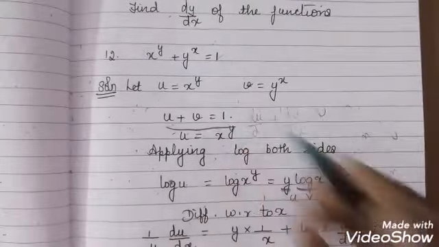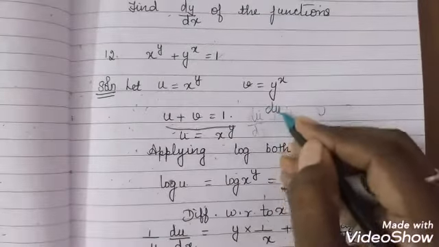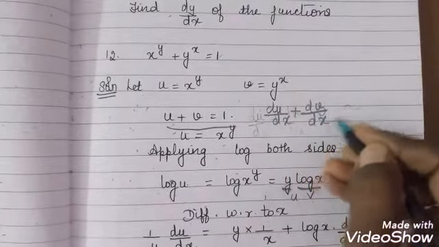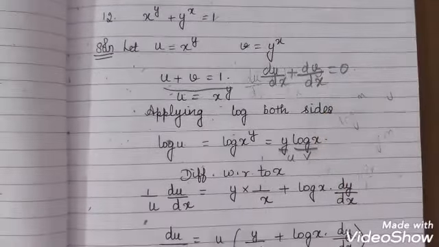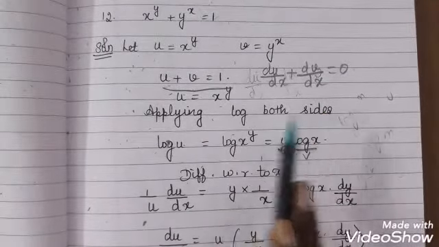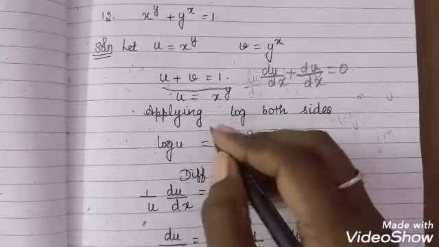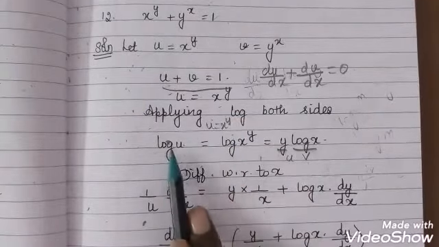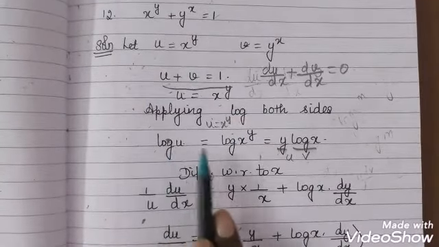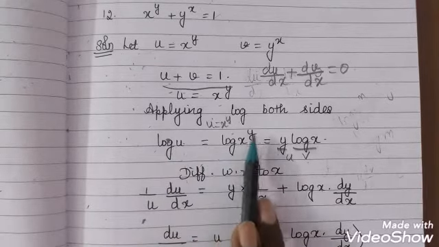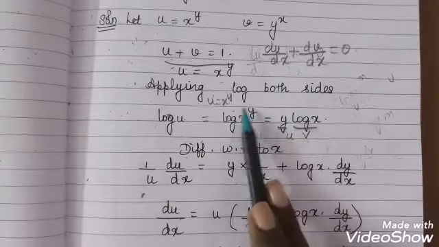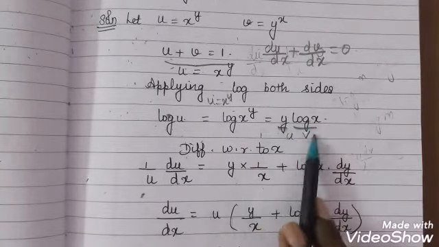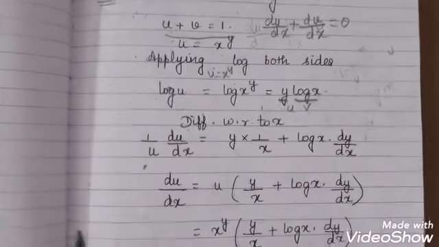I need to differentiate it with respect to x here. So what will you get? Your du by dx plus dv by dx. Differentiation of 1 will give you nothing but 0. Now applying log both sides. U is equal to x power y. So applying log both sides, your log u is equal to log of x power y. How can you write it here? You can write it as y into log x, because log of m power n is what? n log m. So it is nothing but y log x you get.